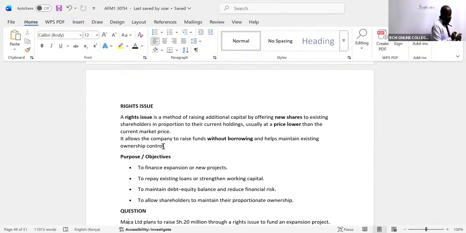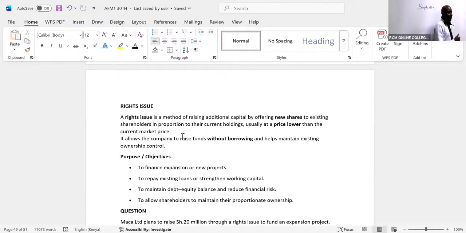But under rights issue, automatically you will be able to have, at the end of the day, new shares at a discounted price as an existing shareholder. So it's a method of raising additional capital by offering new shares to existing shareholders, usually at a price lower than the current market price.